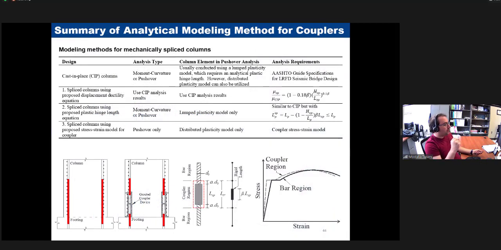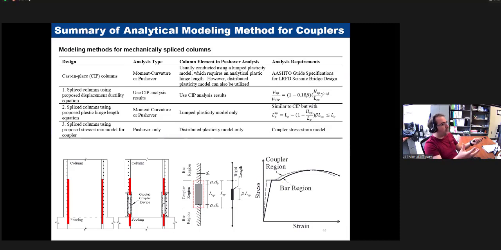Here are the three methods that we propose to AASHTO for spliced columns. The first one is that you adjust your displacement ductility capacity. I'll talk about that. In the second one, you will adjust your plastic hinge length accounting for the coupler. Again, I'll talk about that. And the last one is a pushover analysis including the stress-strain diagram of the coupler.